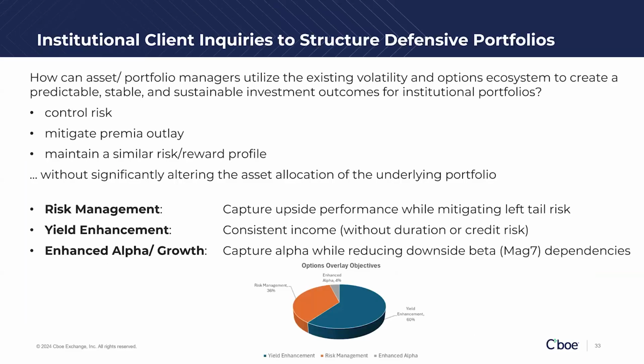So obviously, two of the three top concerns of clients that we've talked to, and the clients we talked to, for the most part, are about 60% institutional and 40% high net worth. I would say the two top themes are risk management, meaning they want to be able to capture upside performance while mitigating the left downside tail risk, and for the next year as yields decline, they're concerned about figuring out ways to enhance yield and provide consistent income without taking on duration or credit risk.